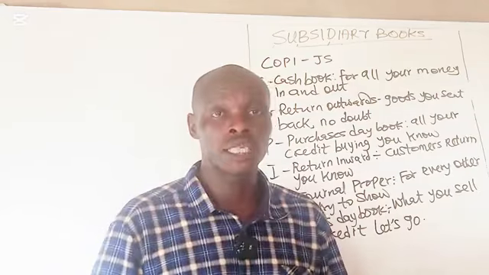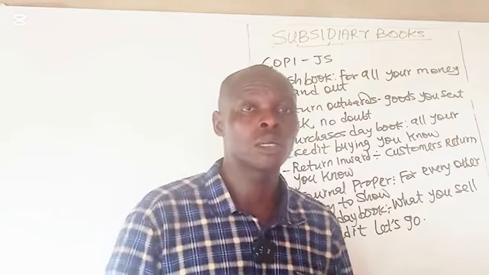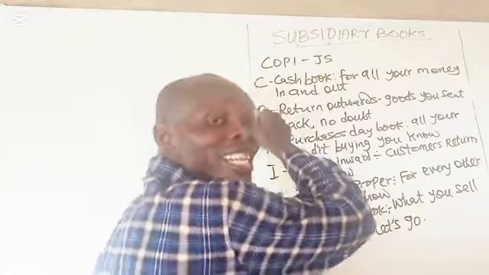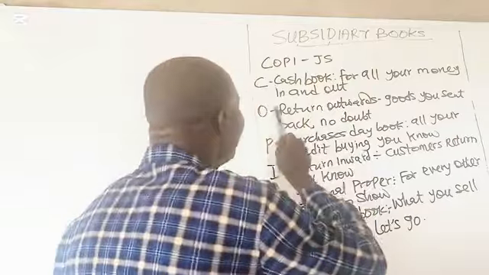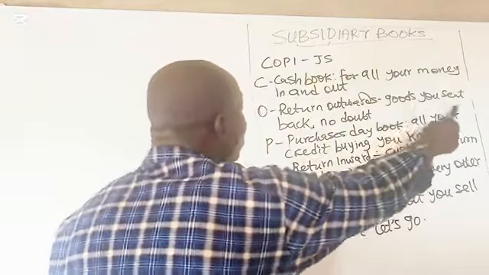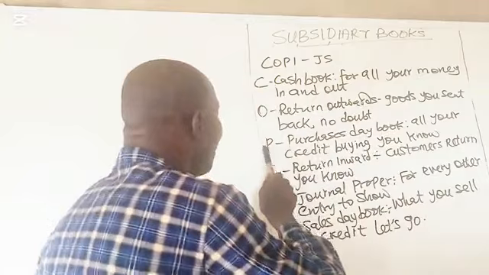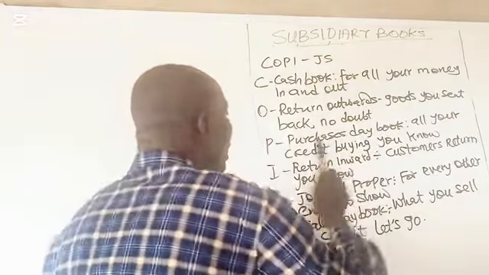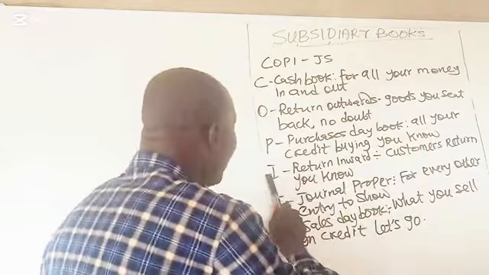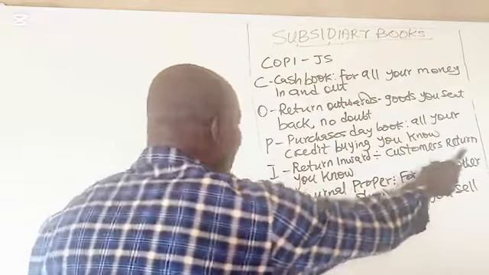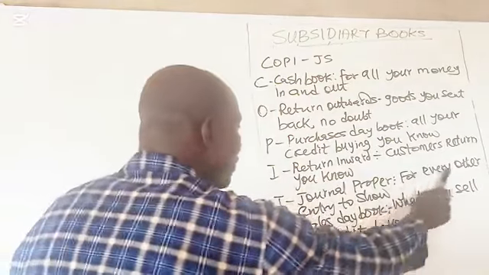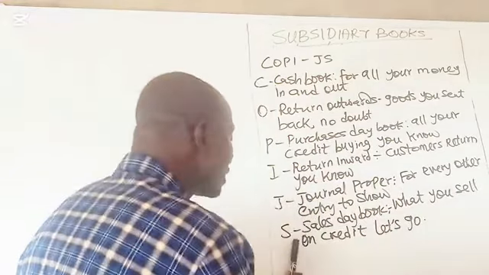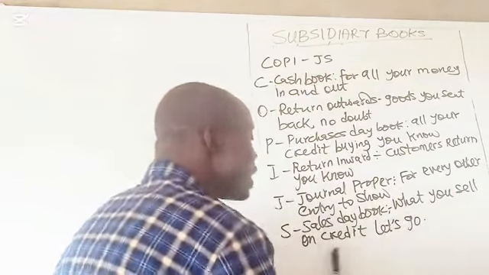Before I take a worked example, let me give you the memory song. C, cash book for all your money in and out. O, return outward, goods you sent back, no doubt. P, purchases day book, all your credit buying. O, I, return inward, customers returned, you know. J, journal proper, for every other entry to show. S, sales day book, what you sell on credit, let's go.